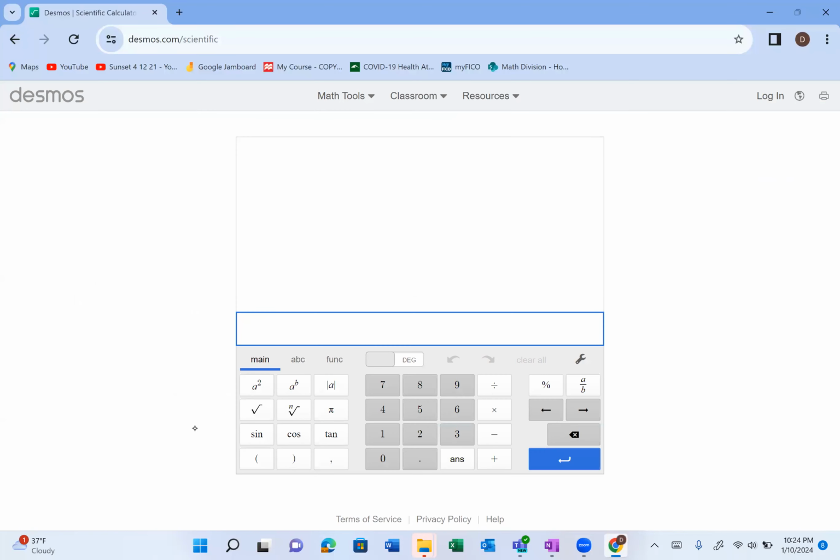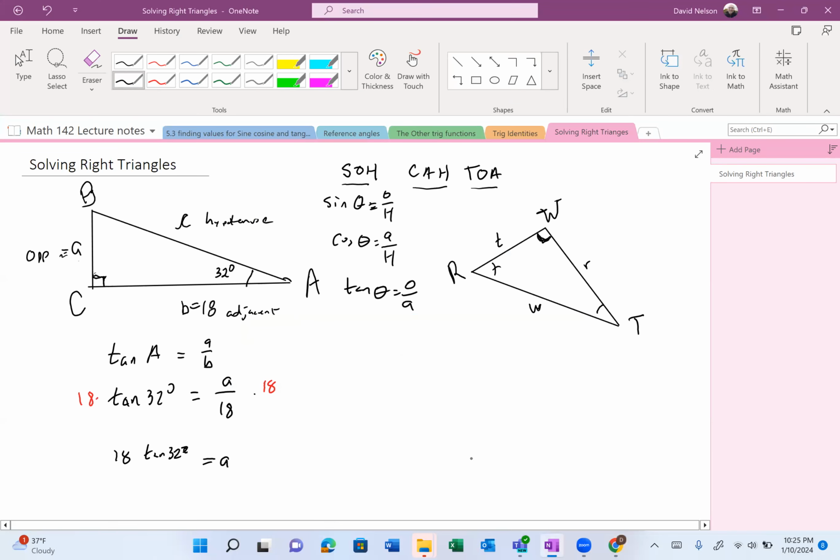I think I've got Desmos. Yep, there's Desmos pulled up on my calculator. Make sure that we're in degree mode. And if I just do 18 times the tangent of 32 degrees, it will give me a value of 11.25. Let's go to two places after the decimal on this one. We'll call it about 11.25. So our side A here is about 11.25 units. Whatever units we had for B, it's going to be the same units for A.